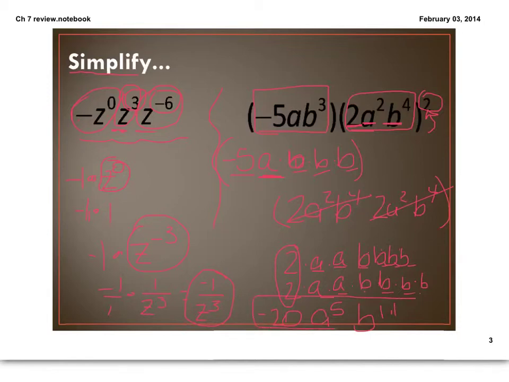So it doesn't matter to me how you do it. If you do it the long way like this, or if you use the tricks and rules that we've talked about, you're still going to get the right answer.